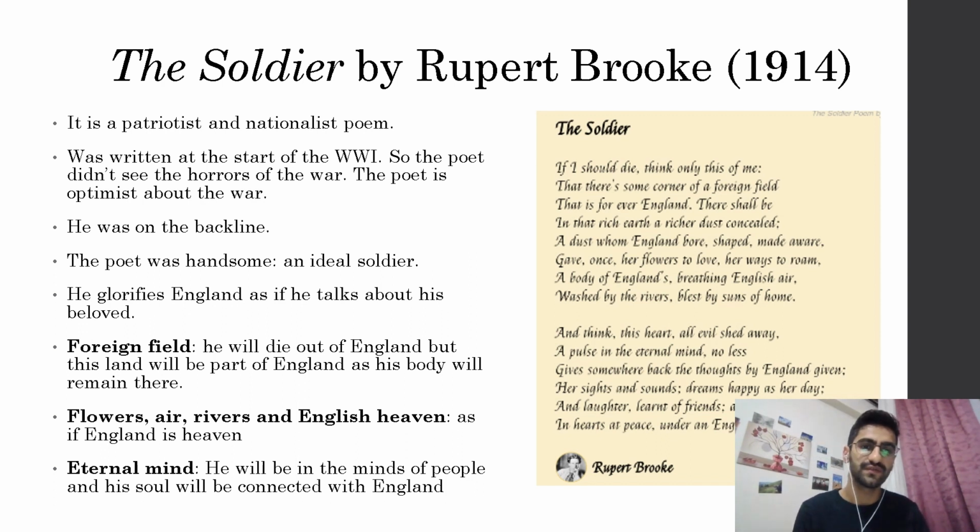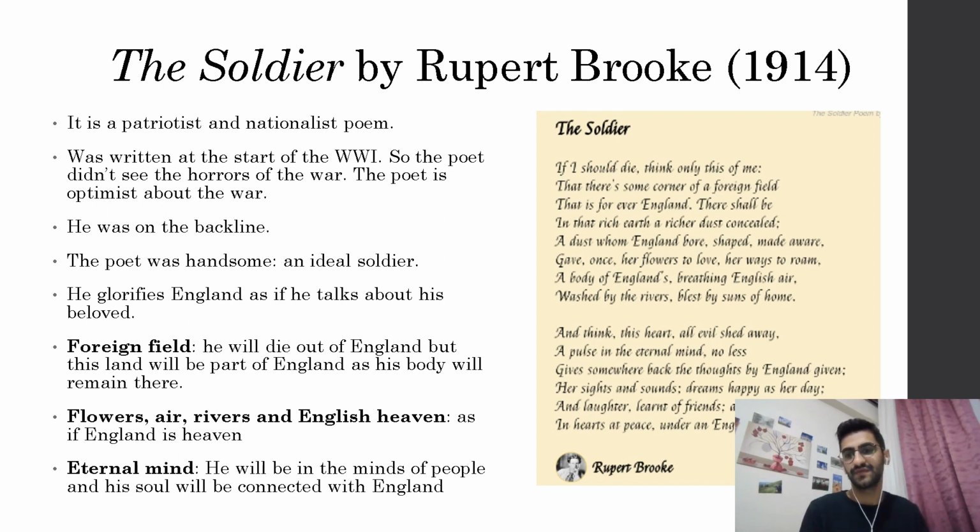And then we continue with the word eternal mind in the second stanza, in the second line. Here you can see he says, a pulse in eternal mind. It starts, I think in this heart all evil shed away, a pulse in eternal mind, no less gives somewhere back the thoughts by England given. He is trying to say that he will be in the minds of people and his soul will be connected with England even after he dies, because he fought for his land.